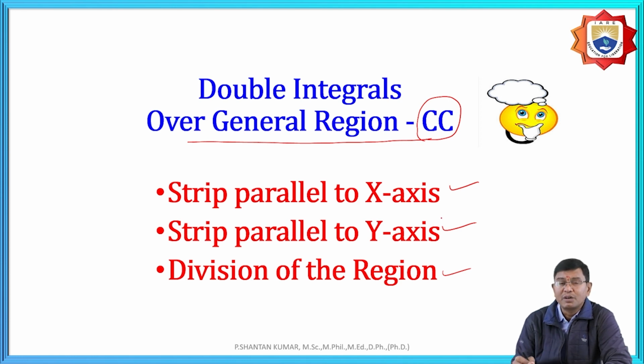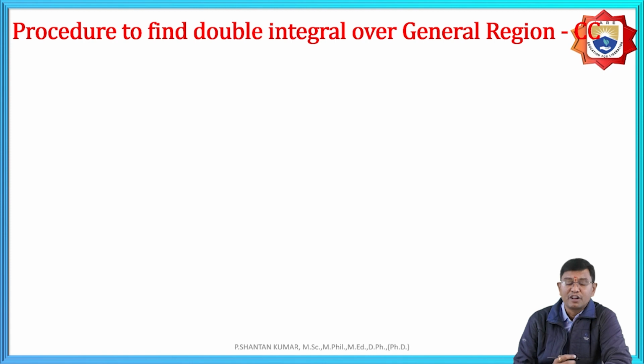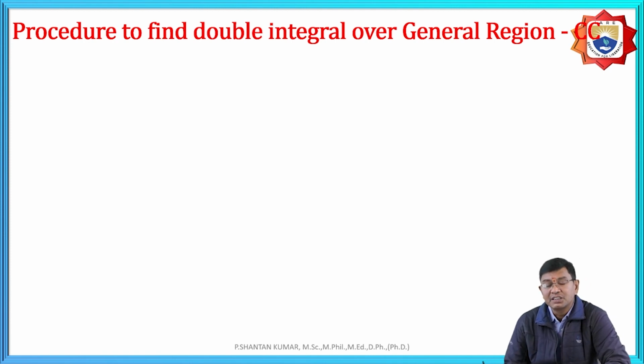First we need to understand what is a strip parallel to x-axis, and a strip parallel to y-axis. Here, what is the working rule? How do we find the solutions under the parallel to x-axis or parallel to y-axis? This is also very important to understand whenever the equations are given, to find the solutions under the double integrations. Here is the procedure to find the double integration over the general region, that is in Cartesian coordinates.